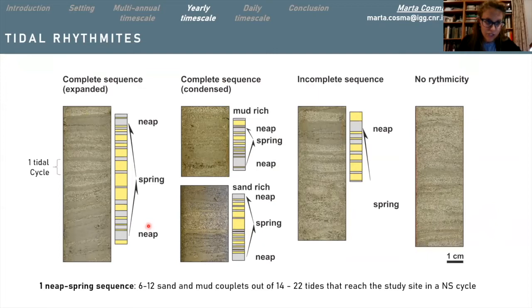It is interesting to note, I was showing you the flooding frequency of the tidal meander of the study zone, and it is interesting to note that the registered tidal cycles in the neap and spring sequence are just about half of the tides that are reaching the study site during a neap spring cycle.